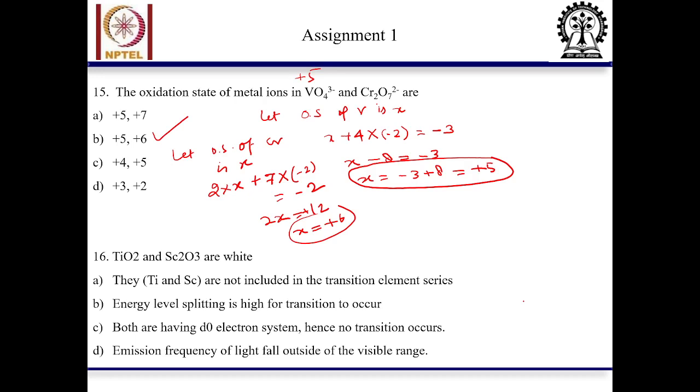So TiO2 and Sc2O3 are white because titanium and scandium are not included in the transition element series. Energy level splitting is high for transition to occur. Both are d0 electron systems, hence no transition occurs. Emission frequency of light falls outside of the visible. So can anyone write in the chat box what is the answer for this question number 16?